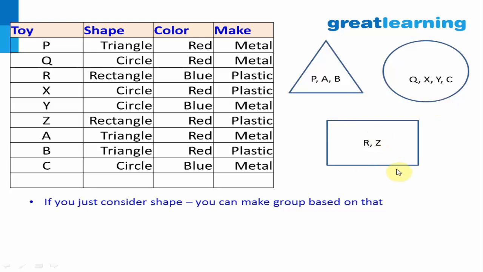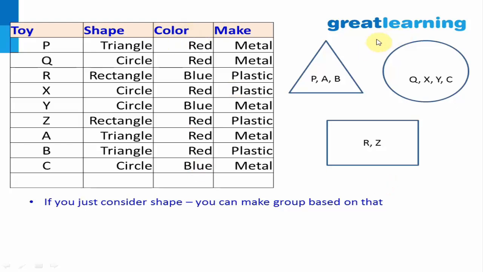Right now you are just bothered with the shape, so you can say all these are similar because all these are triangles, all these are circles, all these are rectangles. Each object of this group is quite dissimilar to each object of any other group, and each object of this group is similar to any object of this group. So within a group you have homogeneity, between groups you have heterogeneity. That's what clustering is.